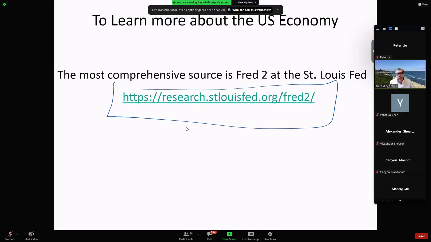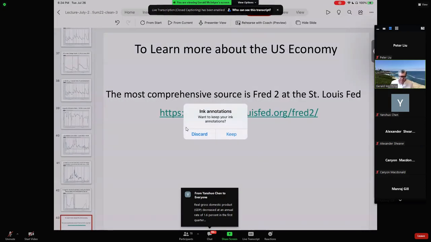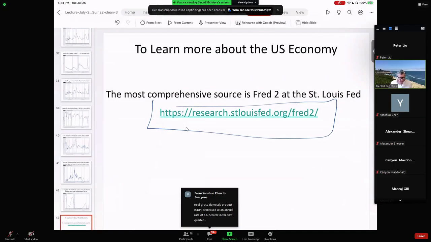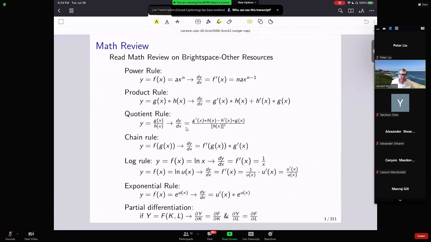What I want to do now is start to turn our attention to the more formal part of the course, the analytic part of the course. So far, we've been discussing data, and I want to move over towards discussing economic analysis. And so I'm going to close this out, keep that, and move over to another set of slides. And in this other set of slides, you see this is my math review. This is not Brightspace, this is Canvas here.